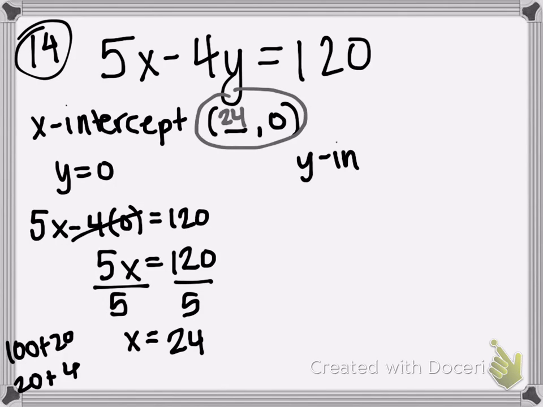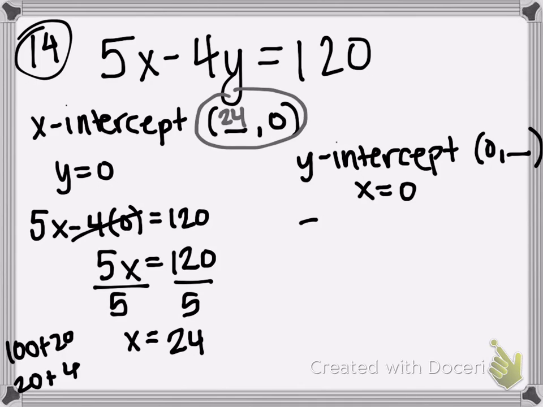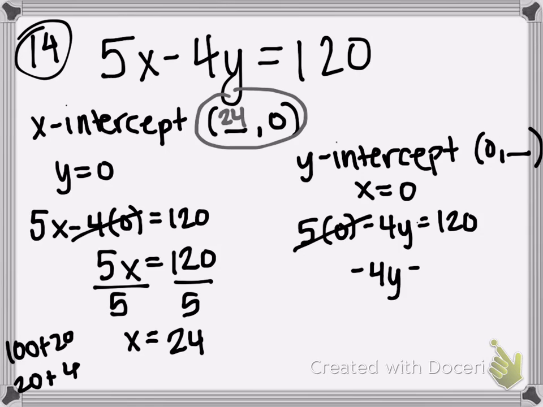All right, so next we're going to do y-intercept, which looks like 0, comma, some number. This means that x equals 0, and then we substitute x into that equation. 5 times 0 minus 4y equals 120. 5 times 0 is 0, so I'm just going to get rid of it. And I'm left with negative 4y equals 120. Divide by negative 4 on both sides. And we get y equals what?